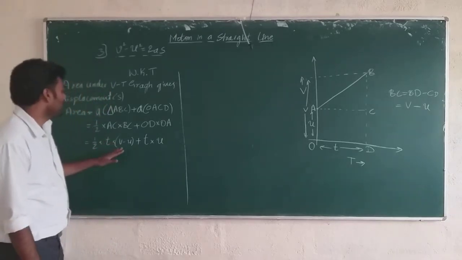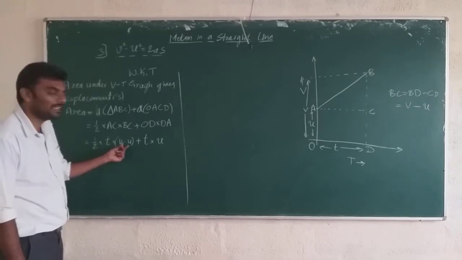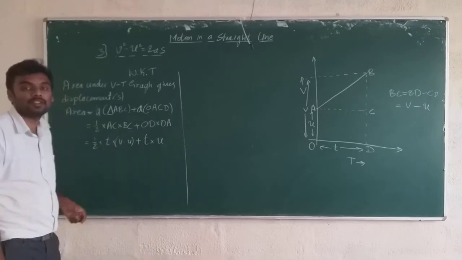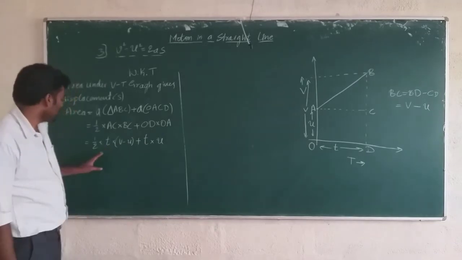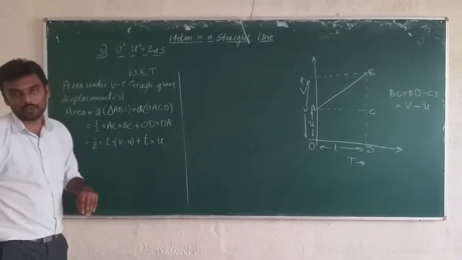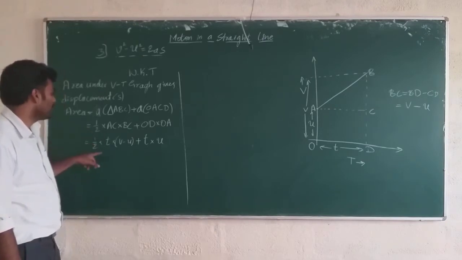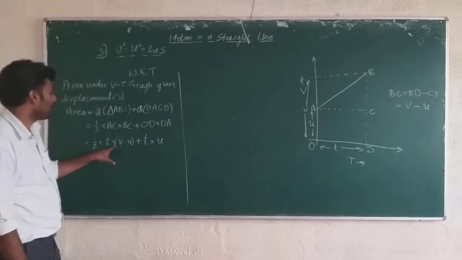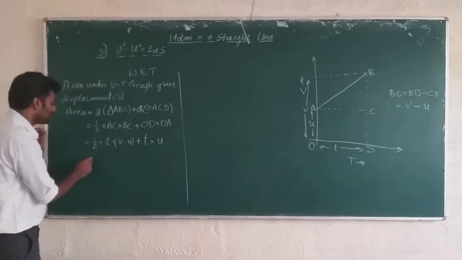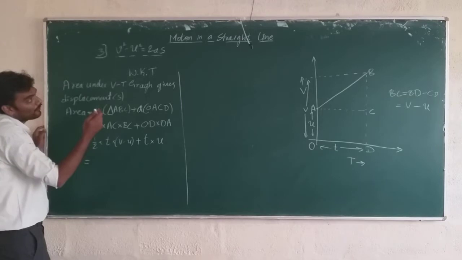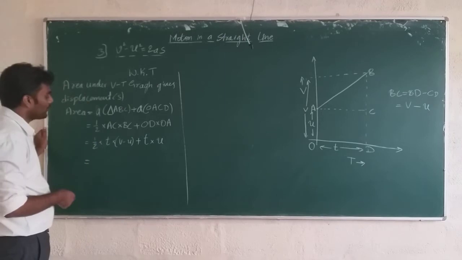But from now onwards, in the second derivation what we did is we replaced V minus U by AT using the first equation of motion, which is V is equal to U plus AT, and then we obtained s is equal to ut plus half at squared. But this time what we will do is take t as a common factor, and then we can work with the remaining terms to get the third equation of motion.